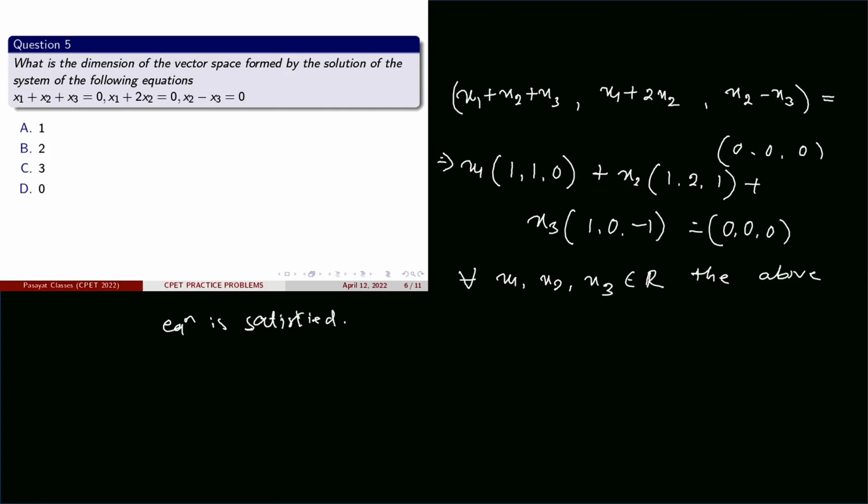So the dimension of the vector space V is 3. Hence the dimension of the vector space is 3, because for all values of x1, x2, x3 belonging to R, this equation is satisfied. Hence we can conclude that the dimension of the vector space is 3. So here option C is correct.